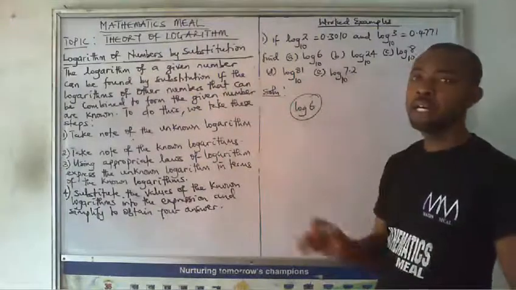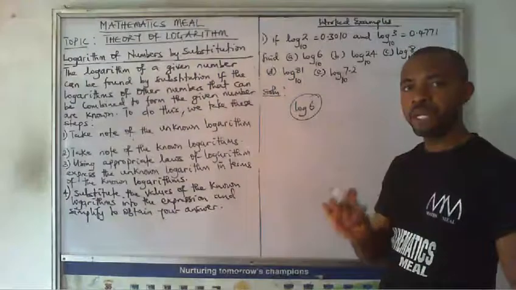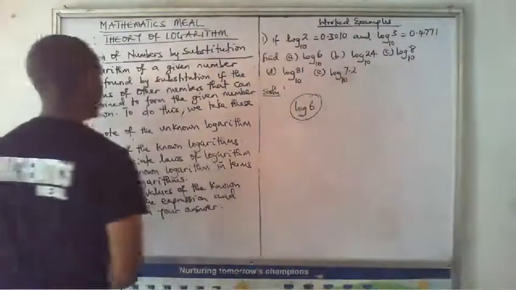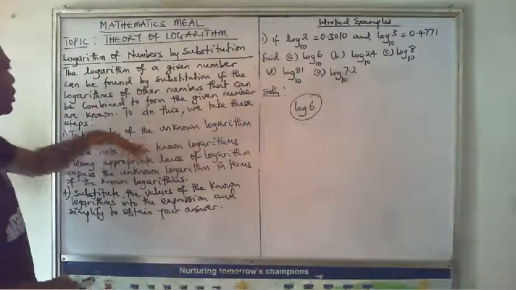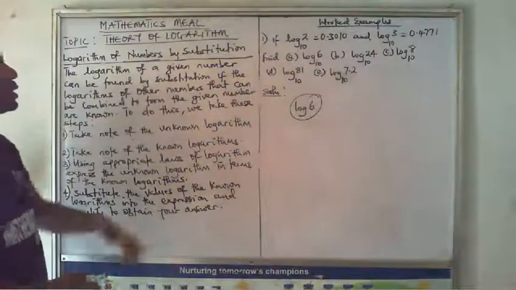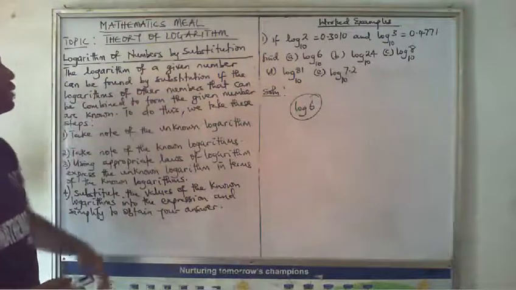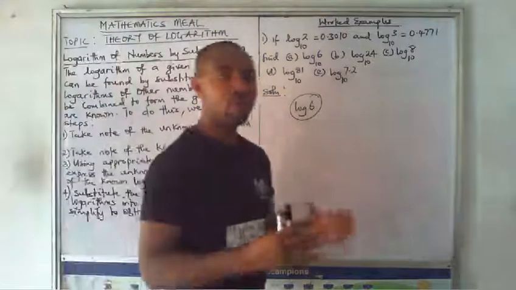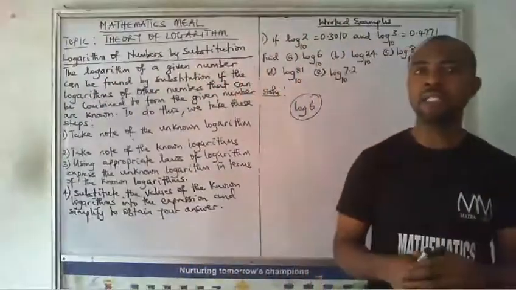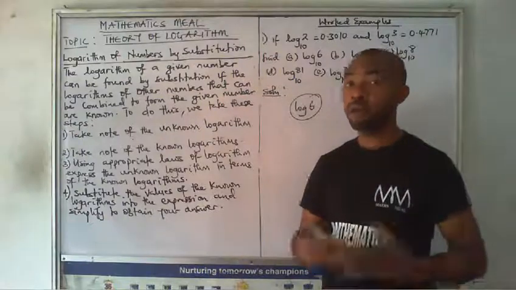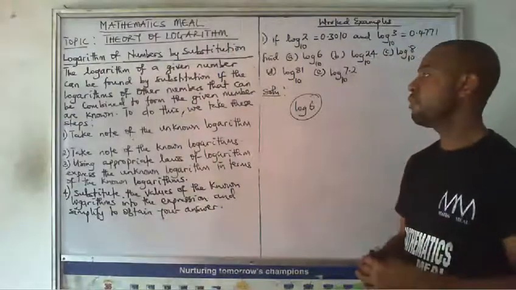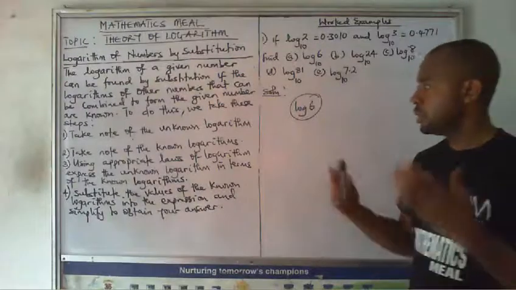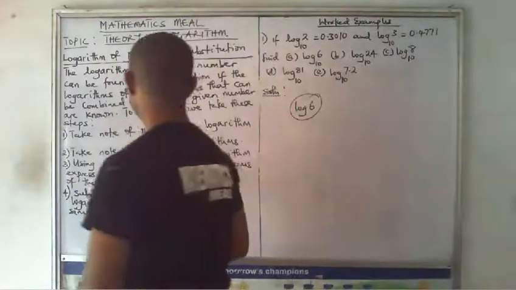That's what we mean by logarithm of numbers by substitution. We say the logarithm of a given number can be found by substitution if the logarithms of other numbers that can be combined to form the given number are known. If we know the logarithms of other numbers that we can combine to form the given number, then we can find its logarithm by substitution. So how do we go about it? We take these steps.